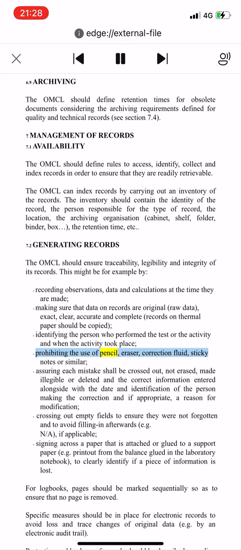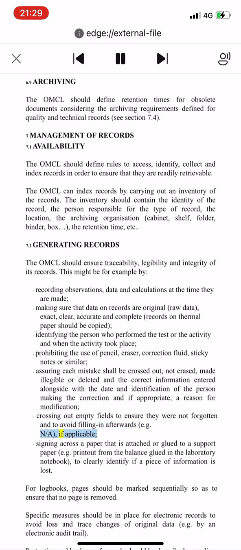Prohibiting the use of pencil, eraser, correction fluid, sticky notes or similar. Assuring each mistake shall be crossed out, not erased, made illegible or deleted and the correct information entered alongside with the date and identification of the person making the correction and if appropriate, a reason for modification. Crossing out empty fields to ensure they were not forgotten and to avoid filling in afterwards, e.g.